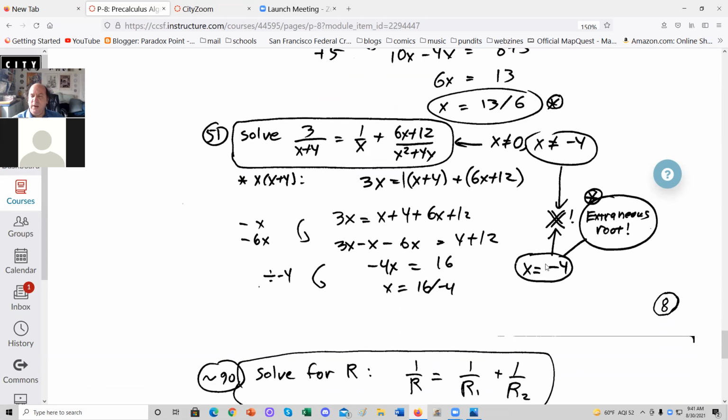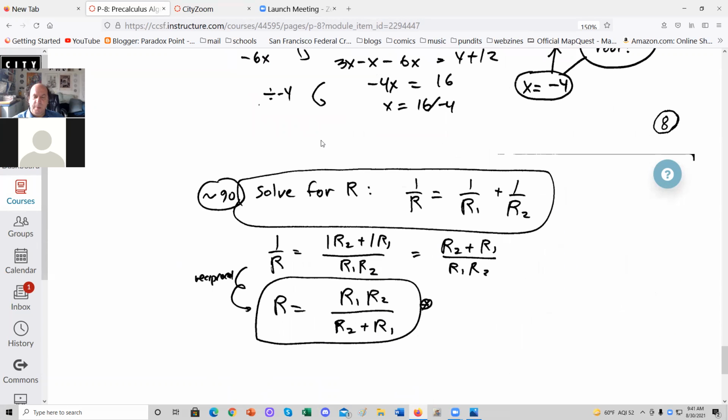Distribute, combine terms, transpose: minus 4x equals 16, x equals 16 over negative 4. But no good. We already ruled out negative 4. So the only root we got is extraneous, and this has no valid solutions.